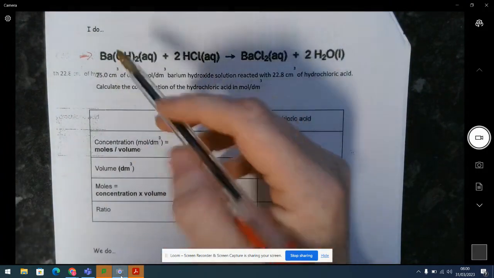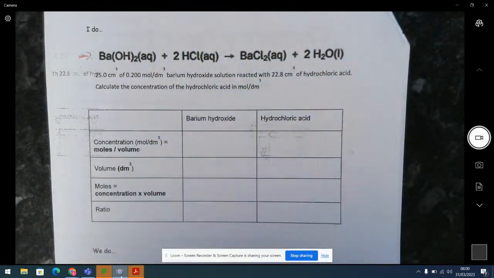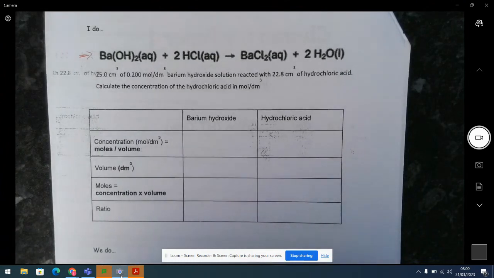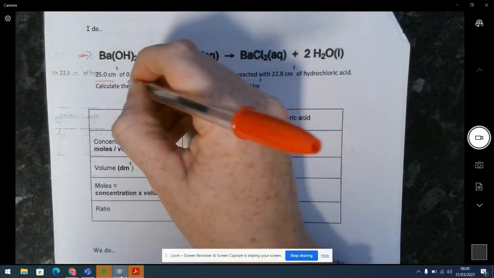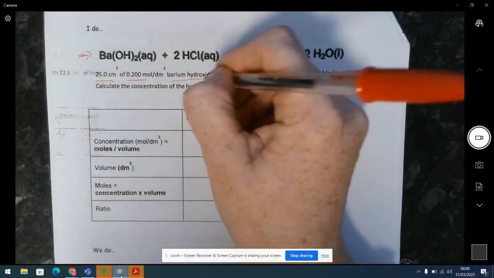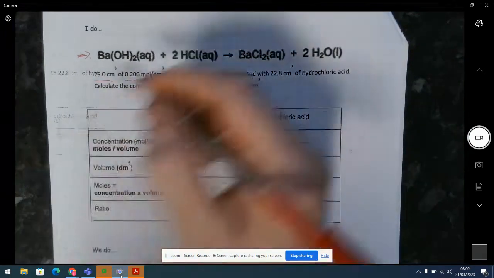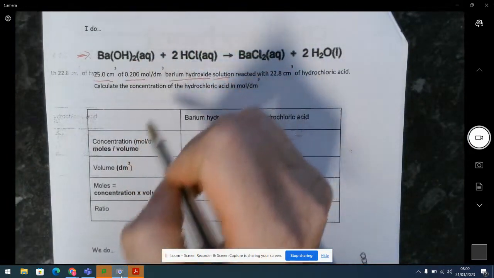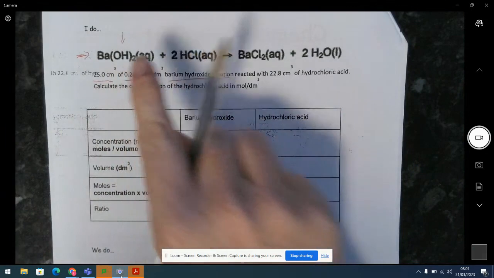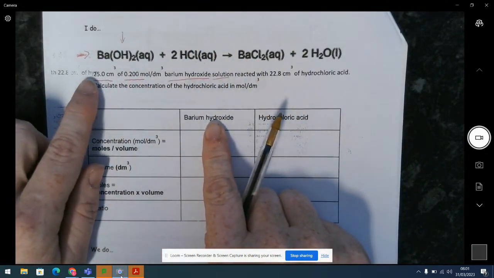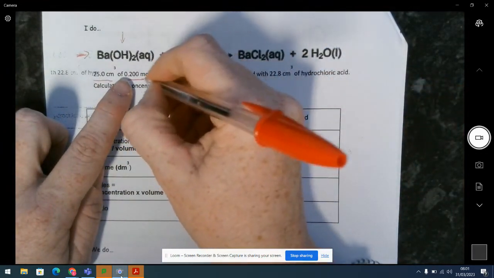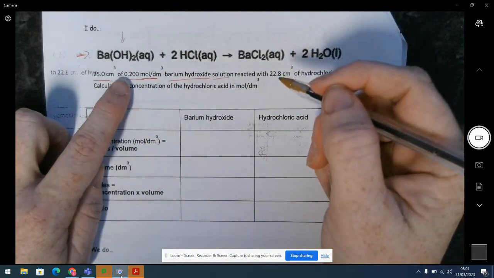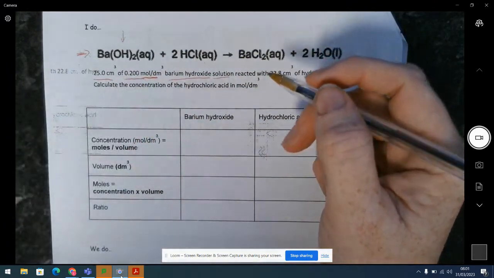What I like to do also is write around the actual equation just to keep myself right. So we'll jump straight in. It says 25 centimetres cubed of 0.2 molar barium hydroxide solution. So you've got to work out which one of these is barium hydroxide. Well, we should know that this here is barium hydroxide. From the question I have got 25 centimetres cubed and a concentration, and it's important you know that that unit there is for concentration, of 0.2 molar per decimetres cubed.